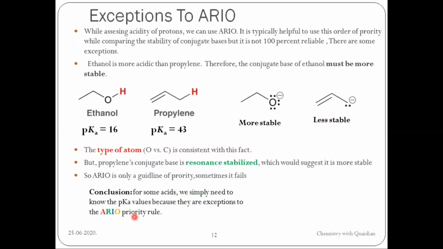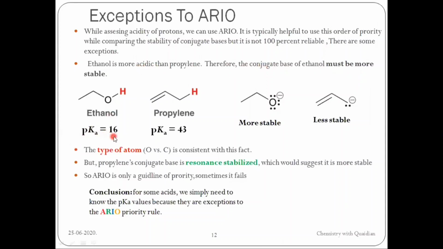Now there are some exceptions to ARIO. While assessing acidity of protons, we can use ARIO. It is typically helpful to use this order of priority while comparing the stability of conjugate bases, but this rule, that is ARIO, is not 100% reliable. There are some exceptions. Consider the two compounds ethanol and propene. Based on the atom, the conjugate base of ethanol must be more stable.